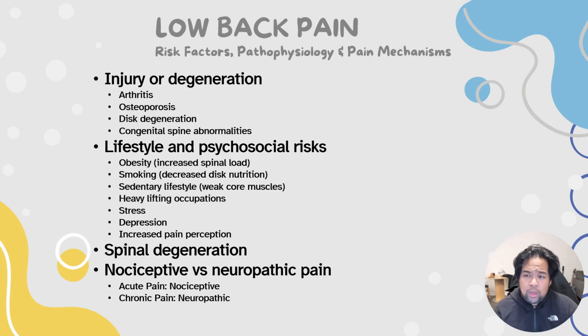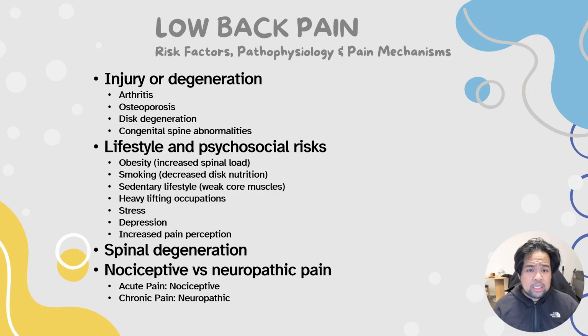Lifestyle and psychosocial risks. Obesity is one of them, as it increases the spinal load. Smoking decreases disc nutrition. A sedentary lifestyle, someone who sits a lot, like an office job or working on the computer, can increase the risk because they don't have a lot of activity or movement. Heavy lifting is another, so you want to look out for people who do heavy weightlifting at the gym or CrossFit. They have a chance of tweaking their back or having low back pain. Stress and depression also play a factor, as well as increased pain perception.